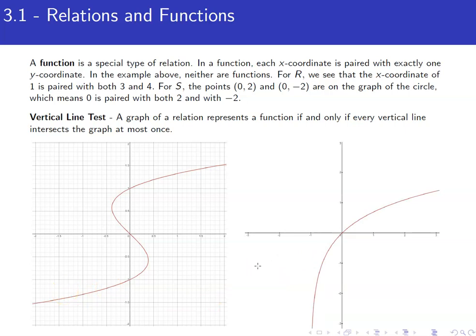Let's look at this graph, though. And this is where the at most once piece comes in. Over here, vertical lines don't cross this graph at all. That's okay. We don't care. It says that if it intersects it, it does it at most one time. So if it intersects it once, or it could intersect not at all. Over here, we look at vertical lines going straight up and down, and we only hit the graph one time. So this does represent a function in this case.